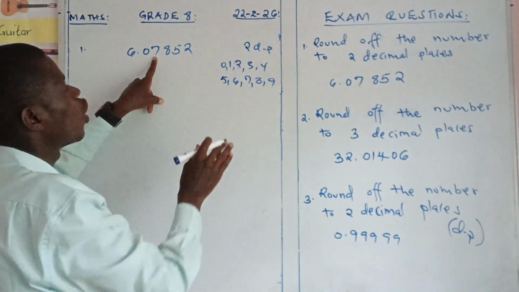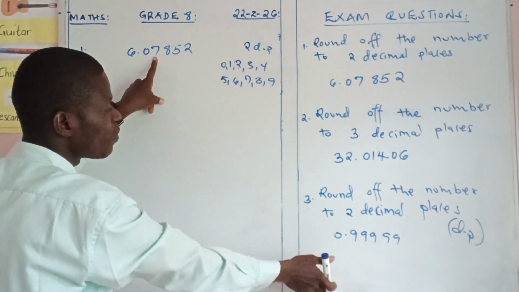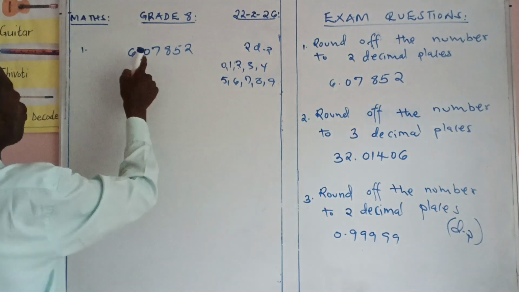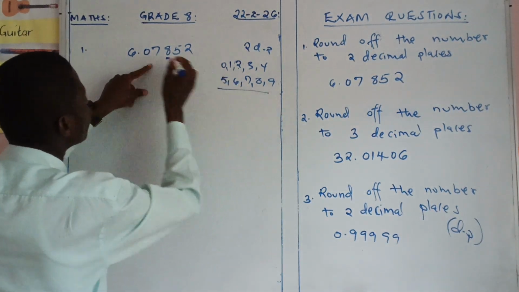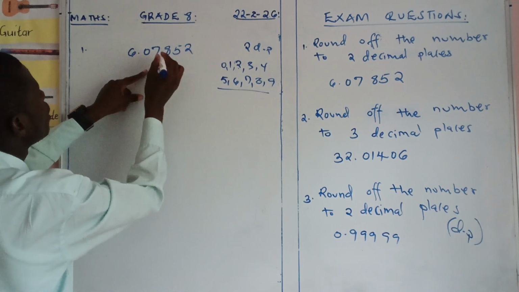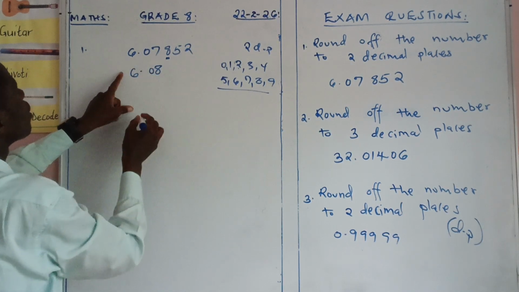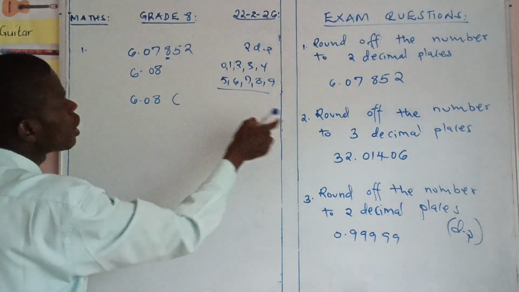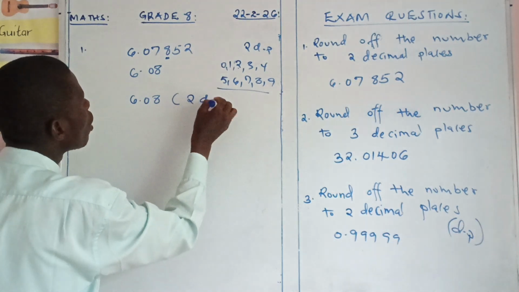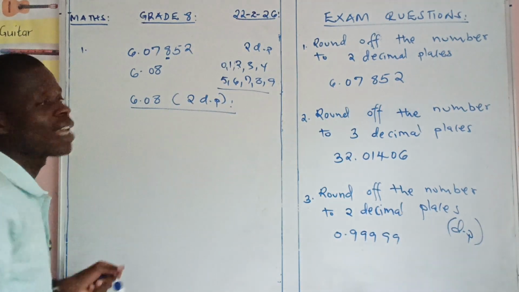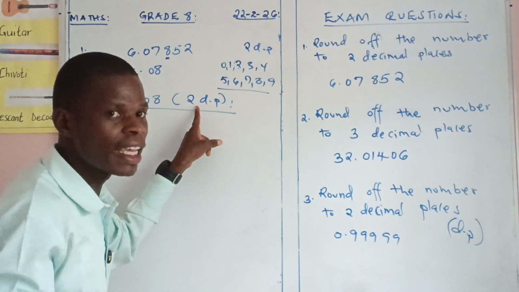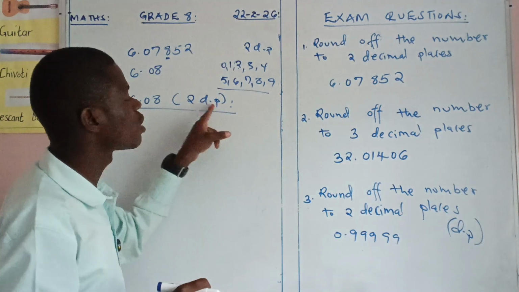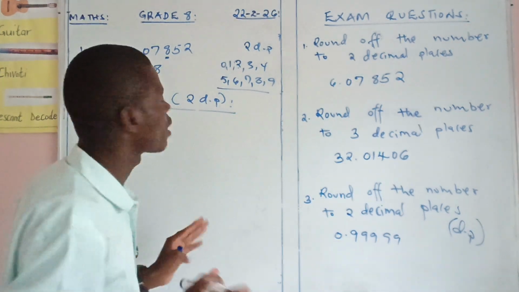As simple as that. Since we have known this, we are going to move very fast in the other 2 questions. We don't need to waste time. So here, 1, 2. The 8 falls under this category, so I round up by adding 1. So it will be 0.08. Then you indicate you have rounded off to 2 decimal places. This is your answer. Always remind the examiner, the marker or your teacher that you have rounded off your answer to 2 decimal places, 2 DP. Simple and clear.